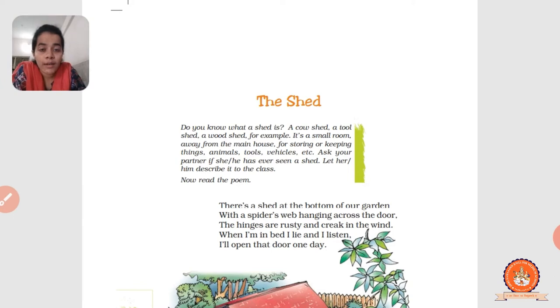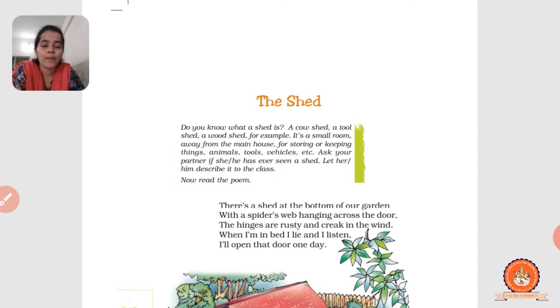Now a shed can be for multi-purpose. There can be a cow shed, a tool shed, a wood shed. There are different kinds of sheds. So what is actually a shed? It is just a small room where we keep lots of things, which is a little away from our main house. We use that shed for keeping things like animals, tools, vehicles or extra things which we do not use on our daily basis. So this is about the shed.